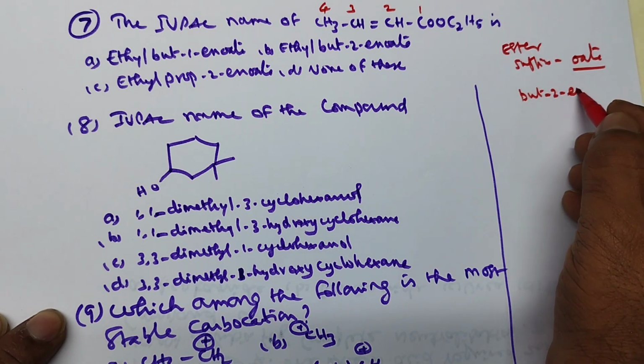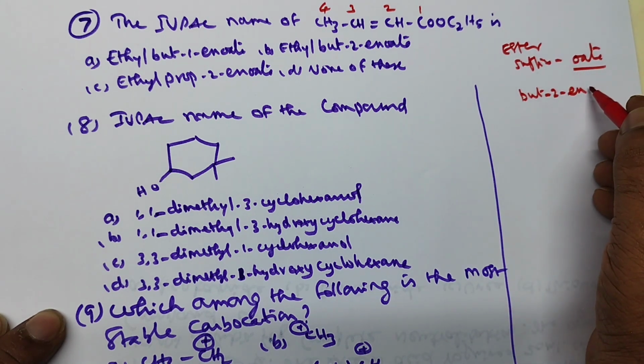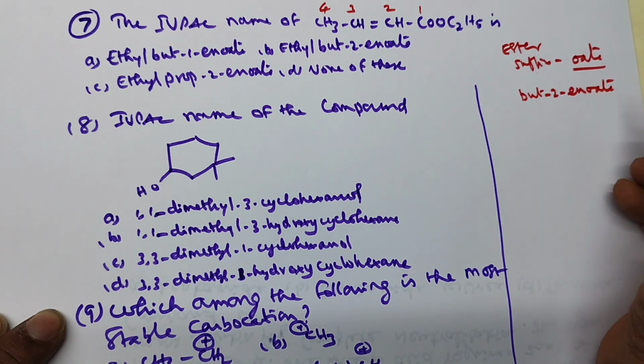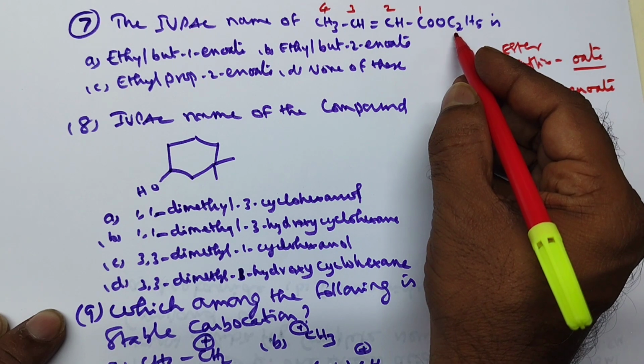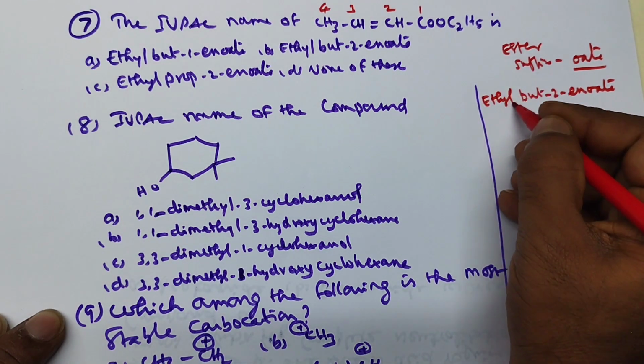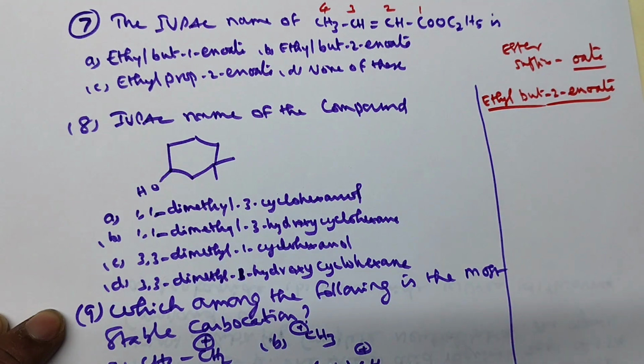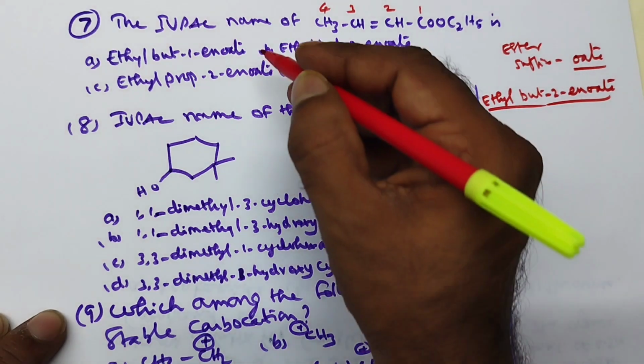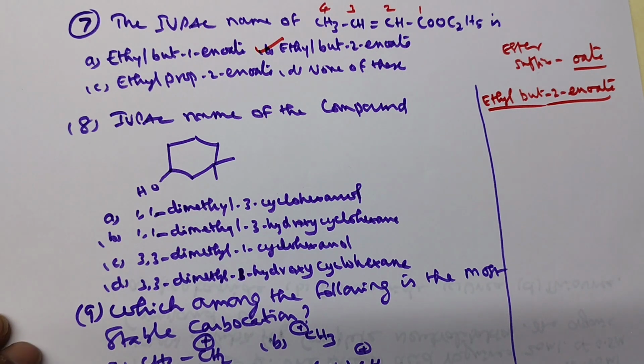So that is the suffix -en. Then you have to add the ester suffix -oate. And in this case, it is ethyl but-2-enoate. So where is the option? B is the correct option.